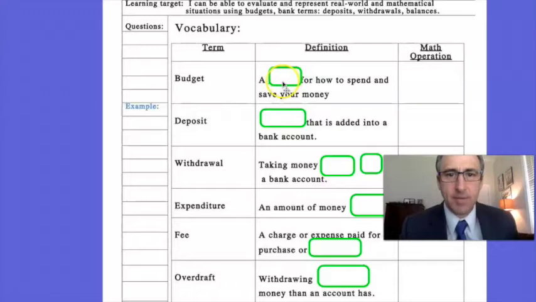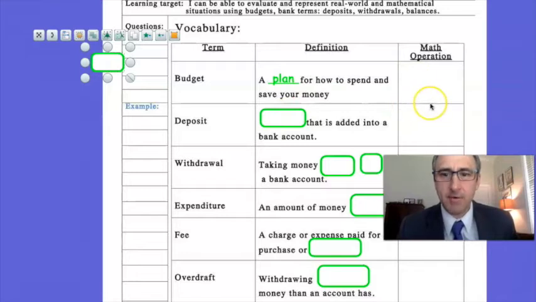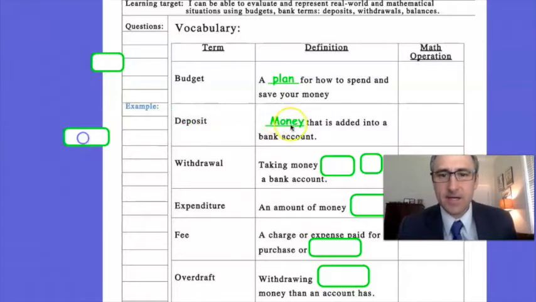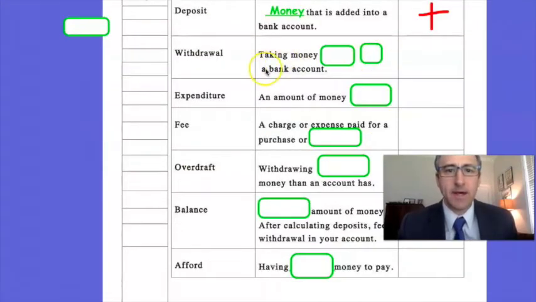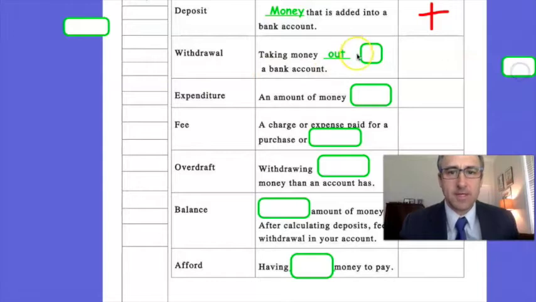Budget. A budget is a plan for how you spend and save money. There is not an operation for that. Deposit. When you're thinking about bank accounts, a deposit is the money that you add into the account. Add. Next one, withdrawal. Withdrawal is taking money out of a bank account. So that math operation is going to be subtraction.